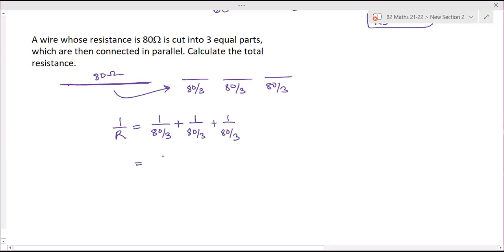Ma'am, I have a doubt. Suppose we get Your voice is not clear. Voice is breaking. Rohit, voice is breaking.